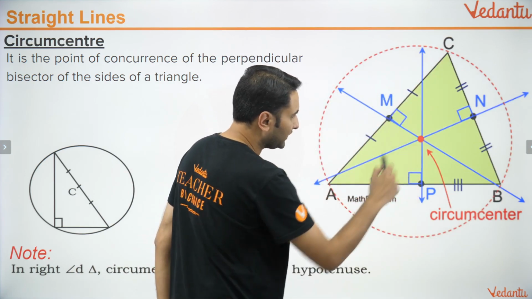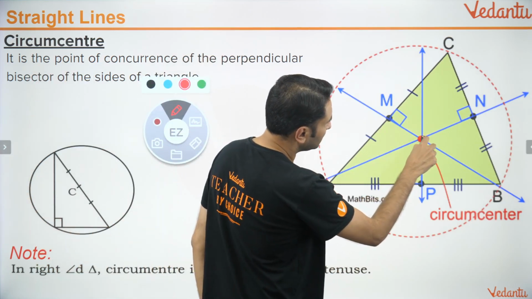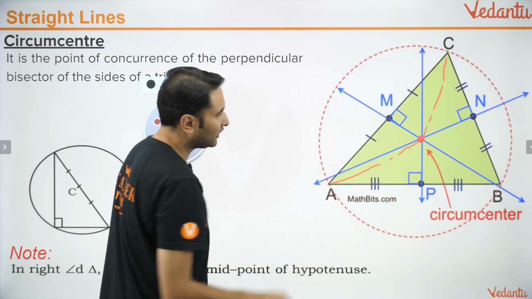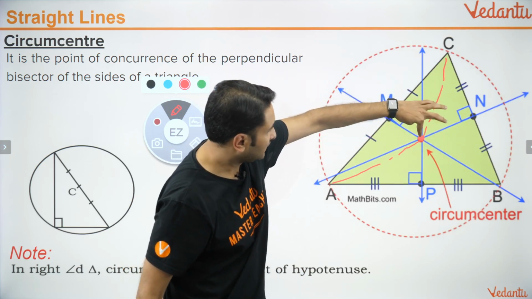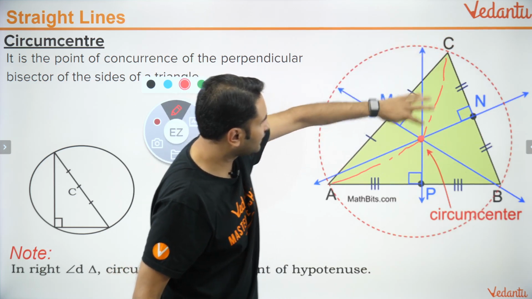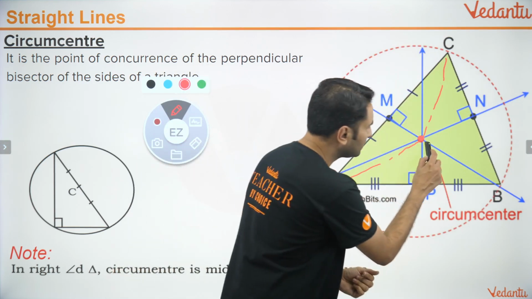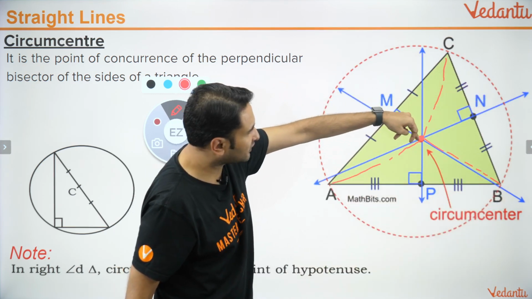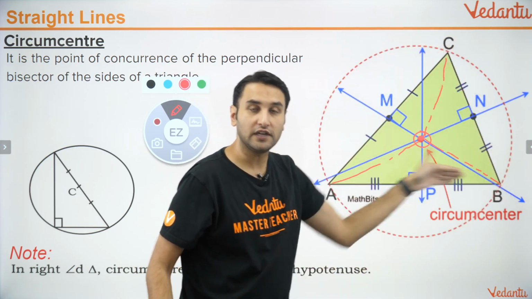And why do we form a circle? Because this point geometrically, ये पॉइंट बच्चों क्या है? This point is equidistant from all the vertices. क्यों? Because any point lying on the perpendicular bisector is equidistant from the 2 points, right? So any point on this line is equidistant from C and A. Any point on this line is equidistant from A and B, and any point on this line is equidistant from B and C. So basically this point is equidistant from C, B and A.